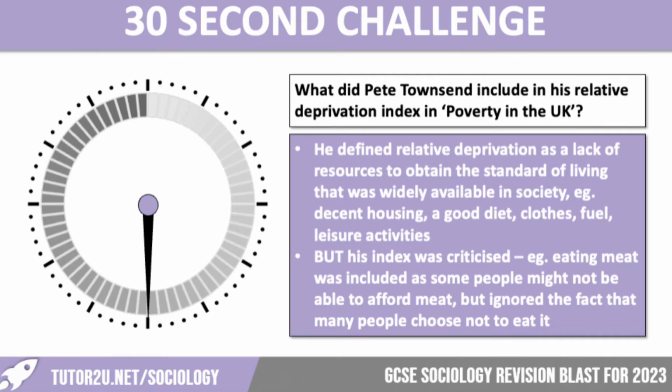However, there was quite a lot of criticism around his index. So it didn't really account for life choices. So, for example, many people choose not to eat meat, and that might not be because they can't afford meat. It might just simply be because morally they don't wish to eat it. So therefore, he'd got down some families that perhaps were classed as vegetarians as being deprived because he felt that they were not eating meat because they couldn't afford it, rather than it just being a choice that they had made.